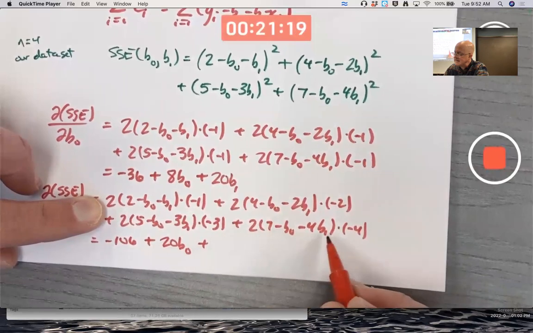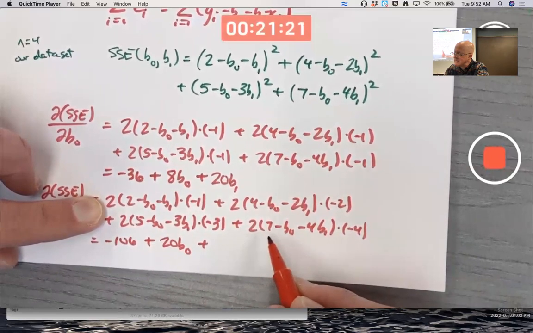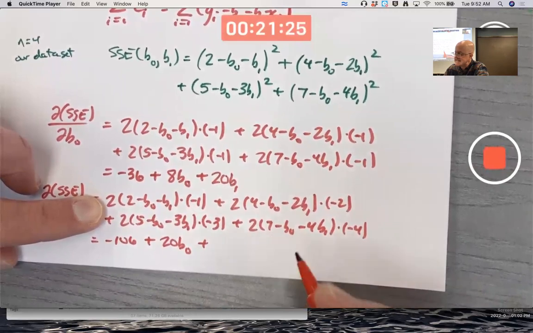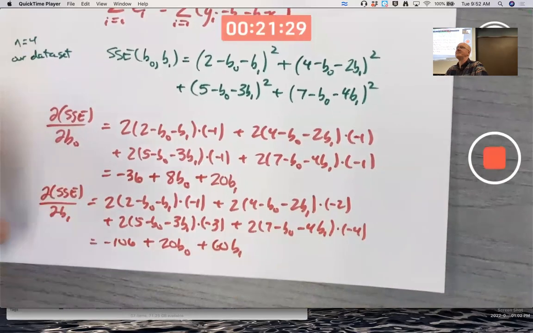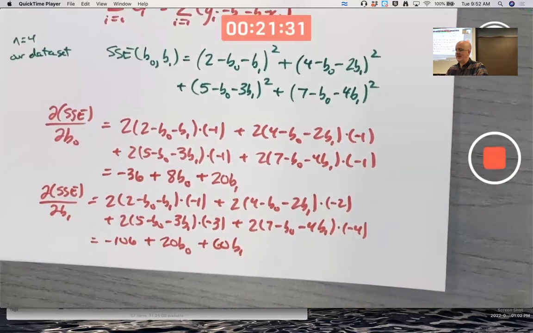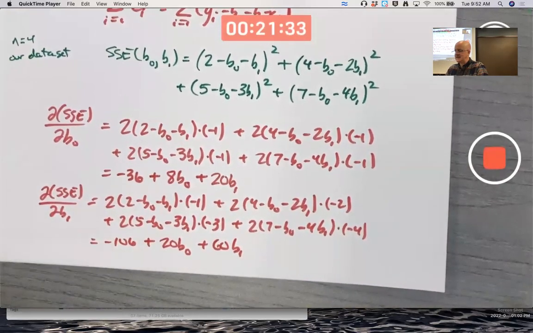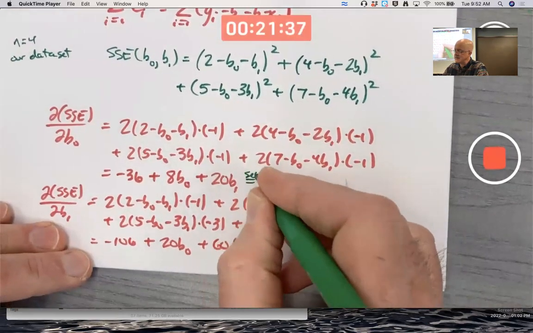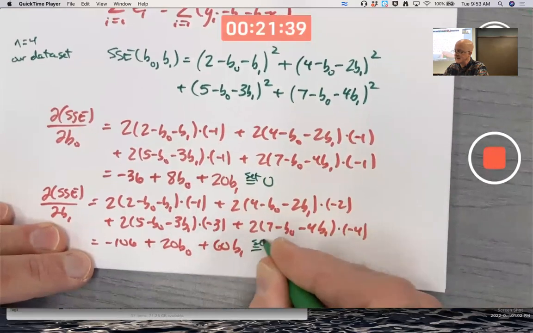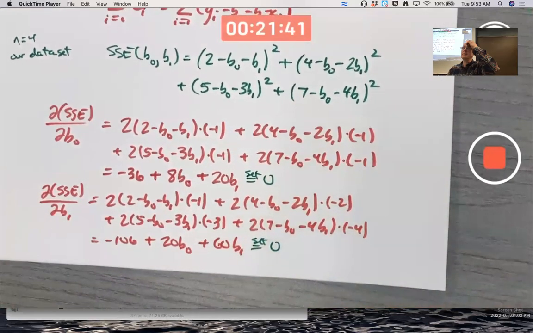And then 16 and 32 times 2 is 32. So we're up to 28 plus 32 is 60. 60 B1. Look good? All right, so set these equal to each other. Or set these equal to 0, excuse me. And solve for B0 and B1.